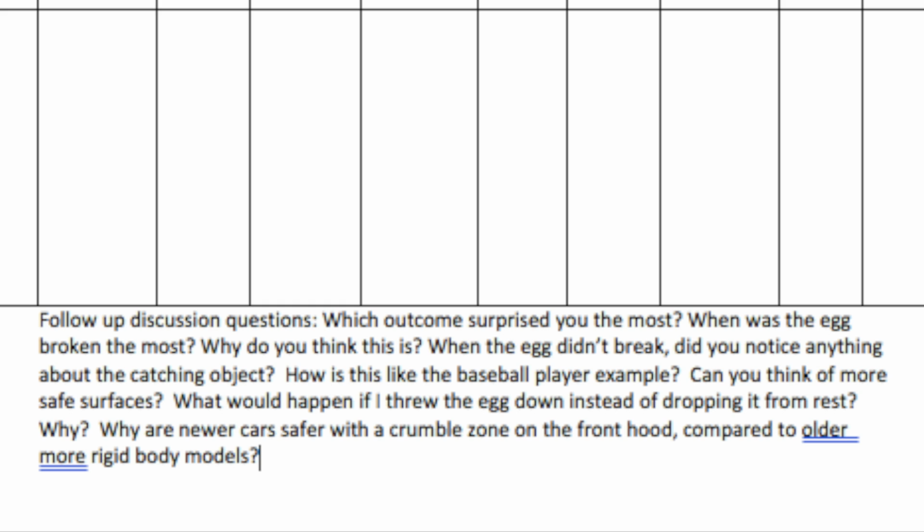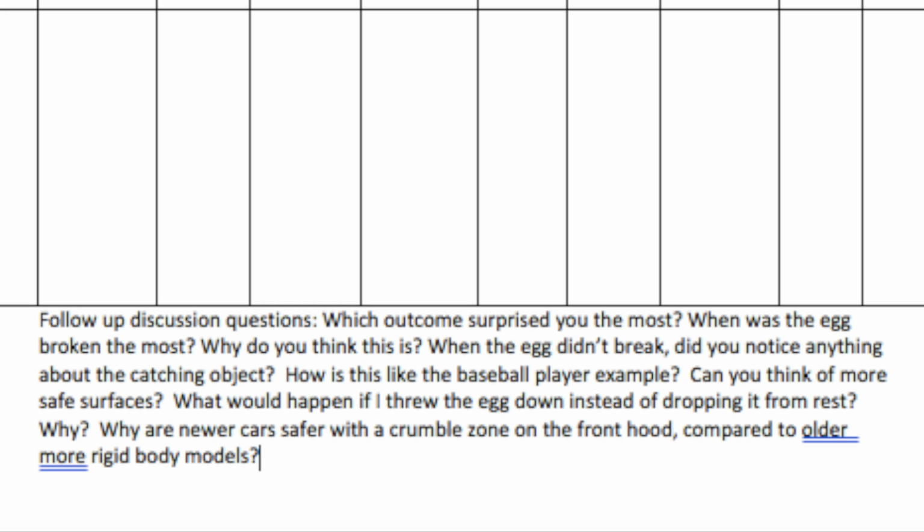Which outcome surprised you the most? Personally, for me, it breaking on the bed sheet from 10 feet. I didn't think that was going to happen. When was the egg broken the most? When it was dropped really high, it broke the most, and when it was on the rigid surface, it broke the most. Why do you think that? The force impulse equation.